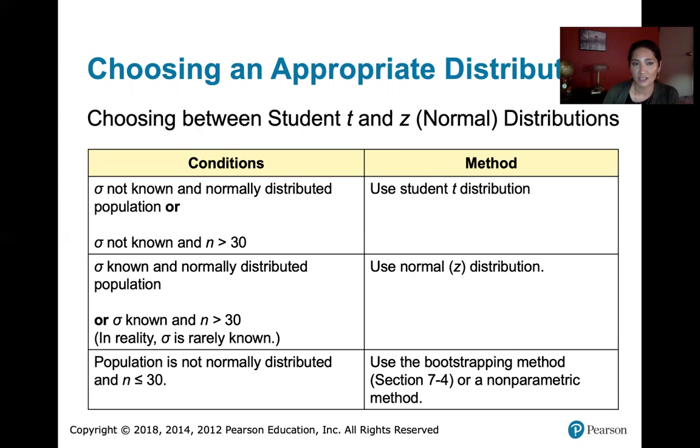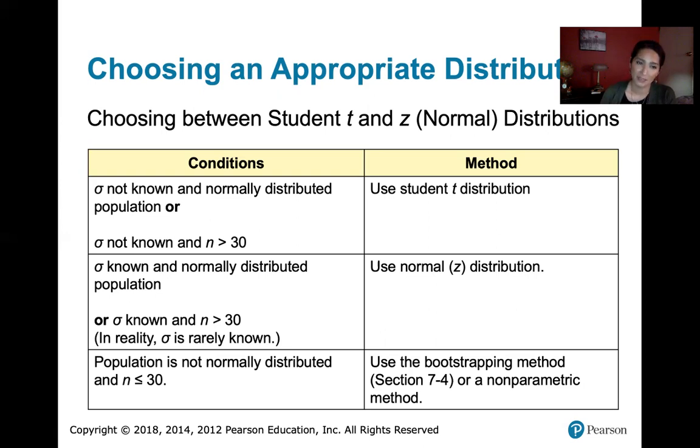Now you're using the student t-distribution when that population standard deviation is not known, but it's also required that the sample means are normally distributed or can be approximated by a normal distribution. So we know that that's true if the original population was normally distributed or if our sample size is larger than 30. So if the population was normally distributed or the sample size is larger than 30 or both, and we don't know the population standard deviation, use the student t distribution for your critical value.